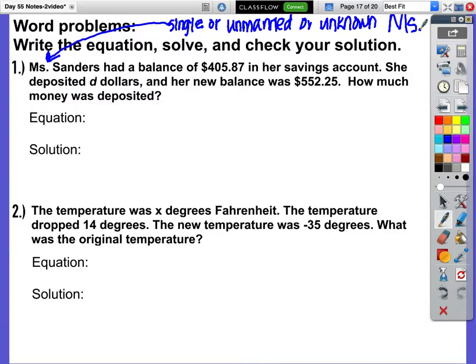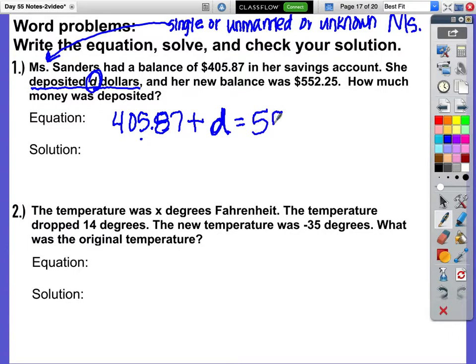All right, so where did we start? We started with her $405.87 balance. If Mrs. Sanders deposits money, she is adding to her account. How much? Zero clue right now until we figure it out. But she adds a certain deposit, and I'm using D because it told us to use the variable D. After her original amount plus her deposit, she now has a total of $552.25.